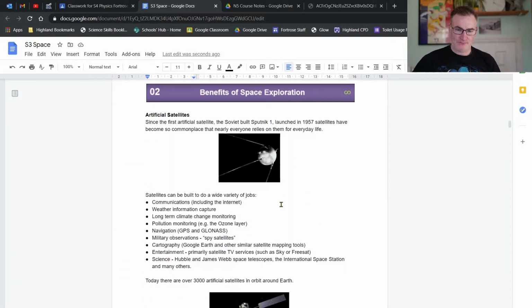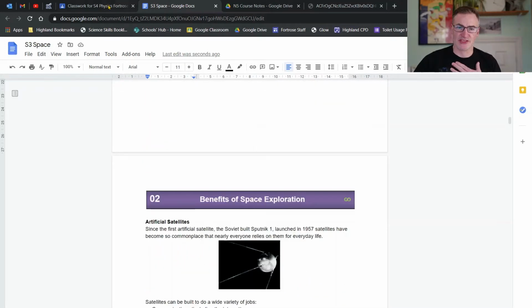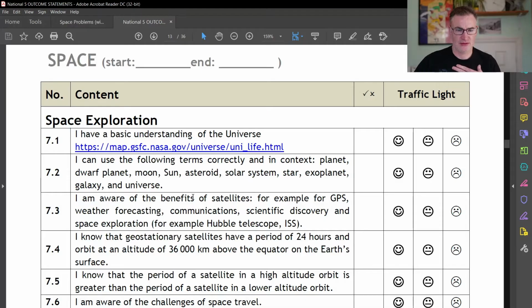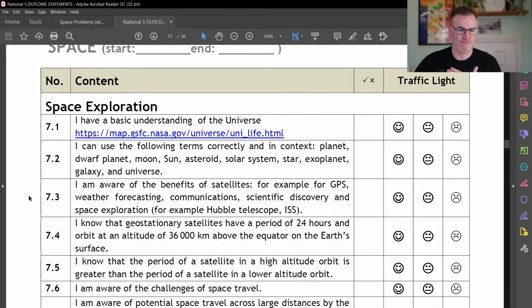Now, benefits of space exploration. Let's go back to the learning intentions and look at the benefits of satellites. For example, GPS, weather forecasting, communications, and so on. With this we'll deal with two things. First of all, what benefits has exploring space brought to humankind?